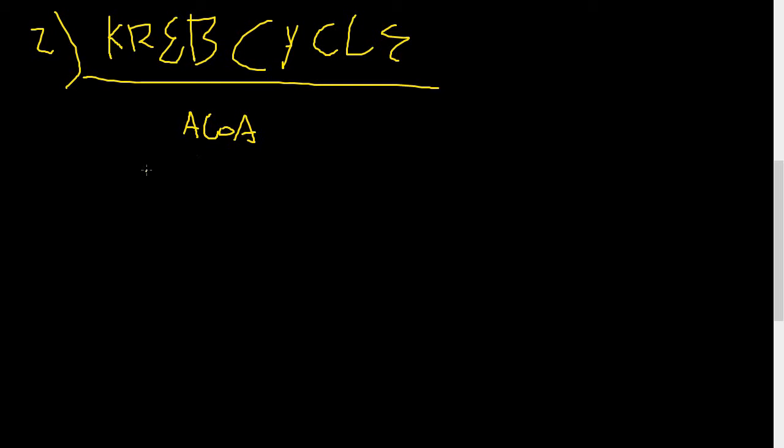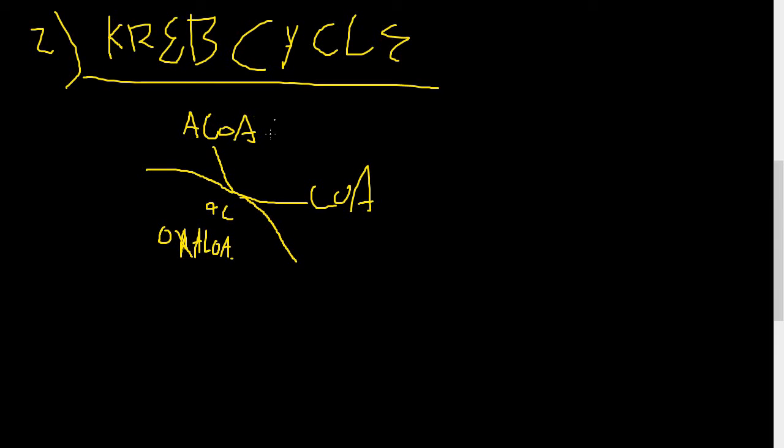It bonds with a 4C sugar called oxaloacetate. Oops, that's an X. It's kind of messy, but after that it's citrate. And so the coenzyme leaves, and since that was a 2C sugar, 4 plus 2 is 6.